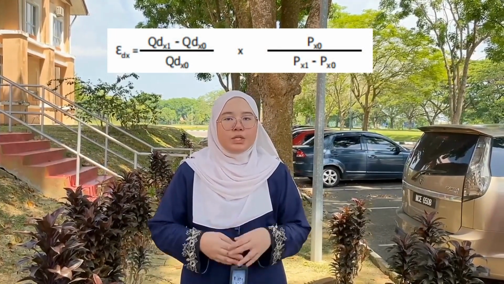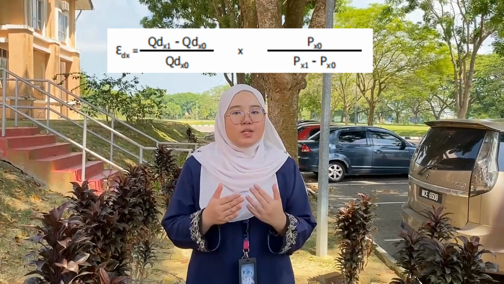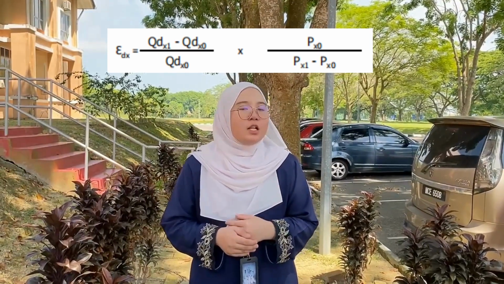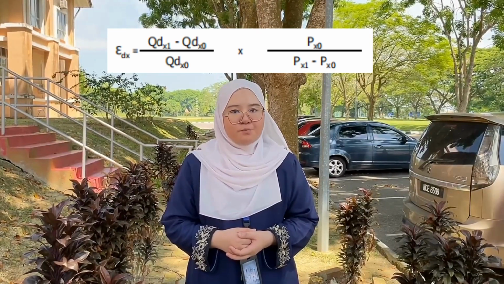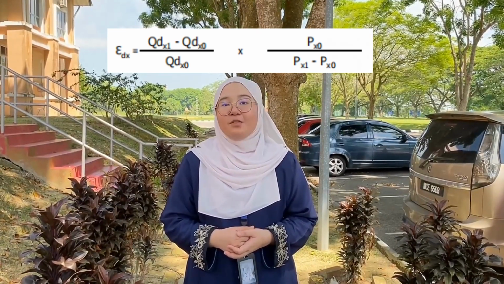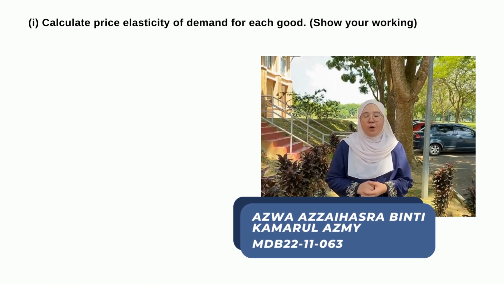To begin with, the formula to calculate the price elasticity of demand is elasticity of demand equals the new quantity demanded of goods minus old quantity demanded of goods, over old quantity demanded, multiplied by the old price of goods over the new price of goods minus the old price of goods. First of all, let's calculate the price elasticity of demand for meat.